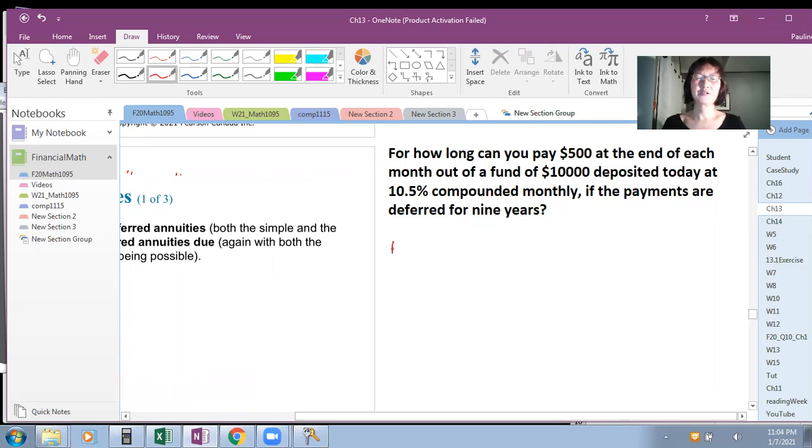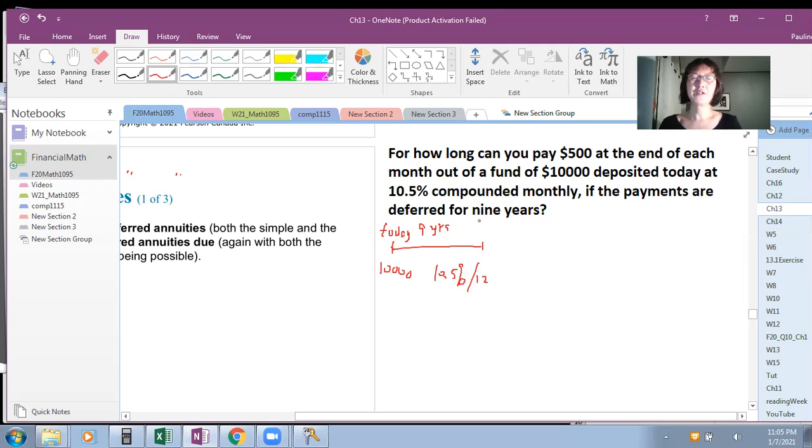Okay. So 9 years is here. And you make a deposit of 10,000. And this is today. And the interest is 10.5% compounded monthly, divided by 12. That is the periodic interest I.